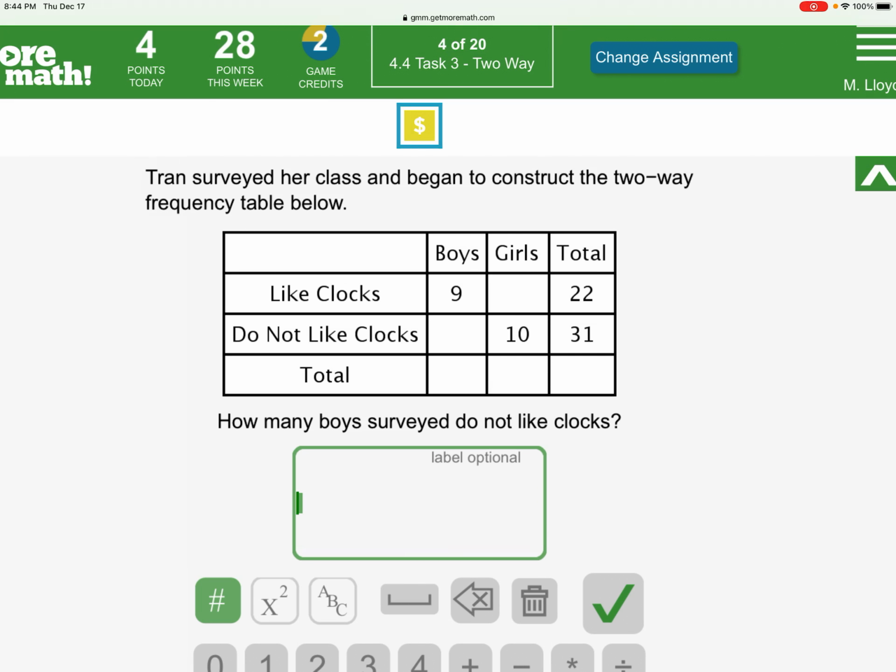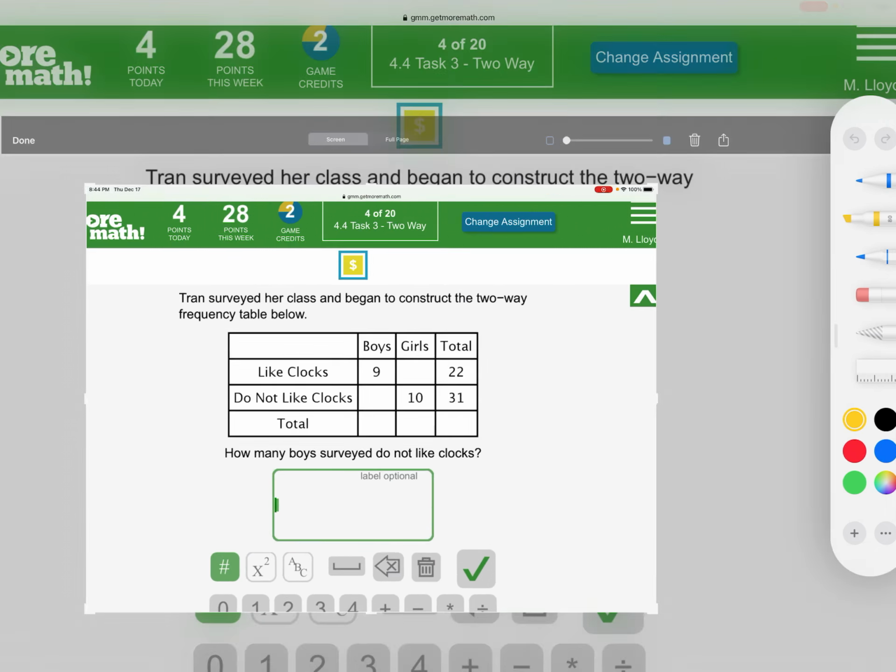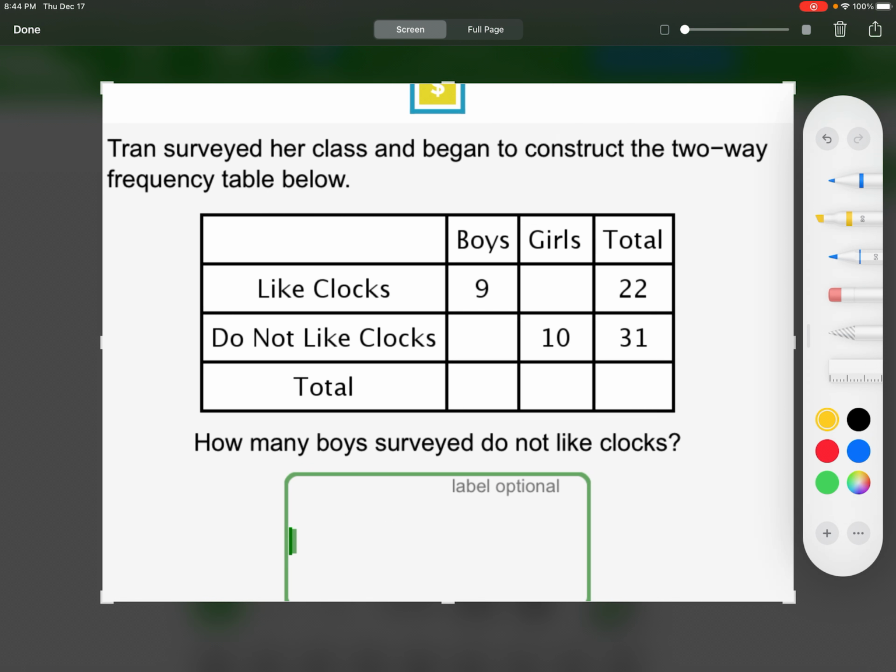All right, everyone. Let's check out a video on task number 3 today. Task number 3 is all about frequency tables, but specifically two-way frequency tables, ones that go up and down and left and right. A key component of two-way frequency tables is that they have totals on them. And here's how the total works.